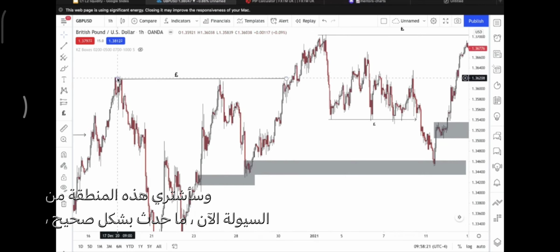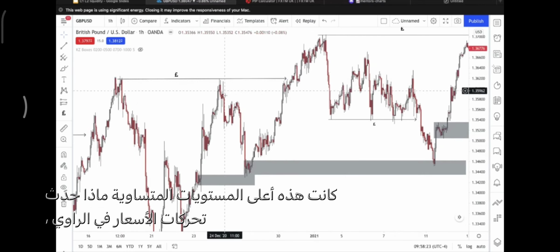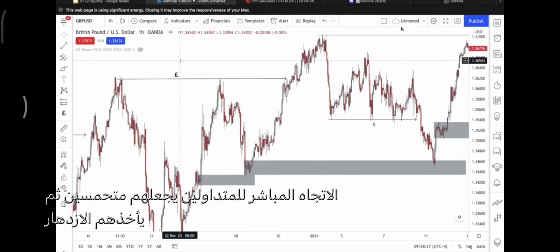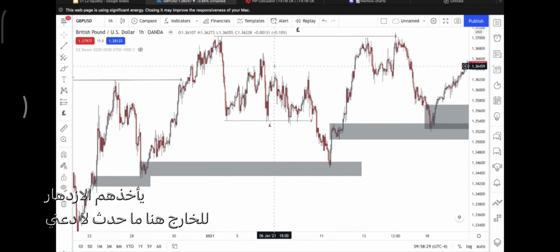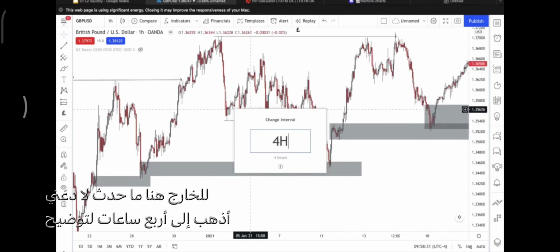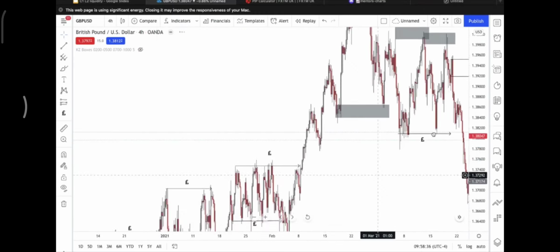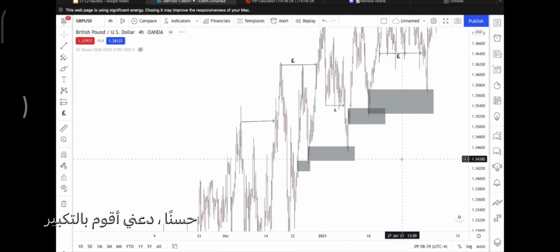Now, what happened, right? These were equal highs. What happened? Price moves in the retail trader's direction, gets them excited, and then boom, takes them out. Right over here, what happened? Now, let me go over to that 4 hour to make it clearer for you guys. All right, let me zoom in.